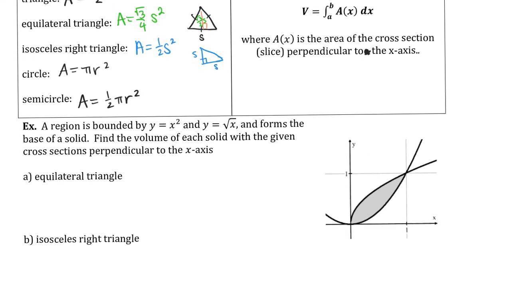Okay, let's go ahead and consider the situation in the example. Our region is bounded by y equals x squared, which is this one down here, the lower function, and y equals √x up here. And it forms the base of a solid. Find the volume of each solid with the given cross sections perpendicular to the x-axis. Okay, so we're going to do the x-axis. So V equals, on the x-axis, I'm going from 0 to 1.